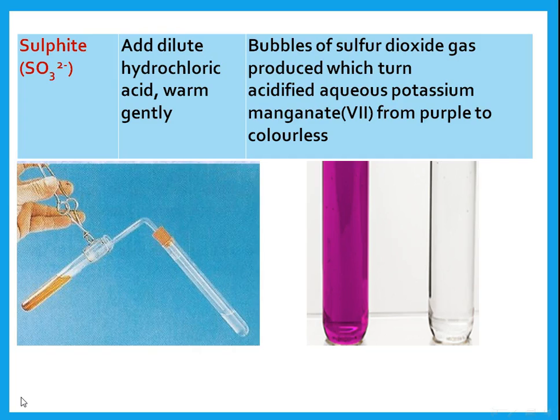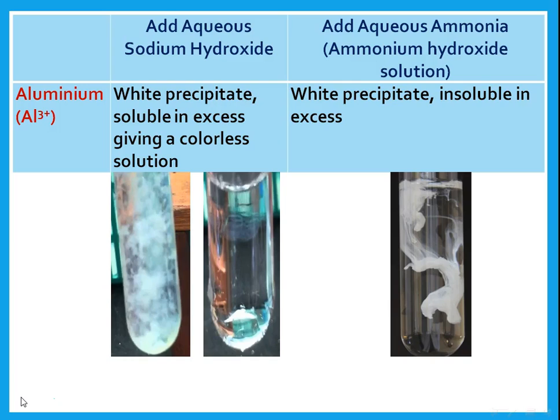So the original color of potassium manganate is purple. If I pass sulfur dioxide gas through, it will change to colorless. So the test for sulfite is: add dilute hydrochloric acid, warm gently. I get bubbles of gas that turn acidified potassium manganate from purple to colorless. Now, which gas turns potassium manganate from purple to colorless? Sulfur dioxide gas.